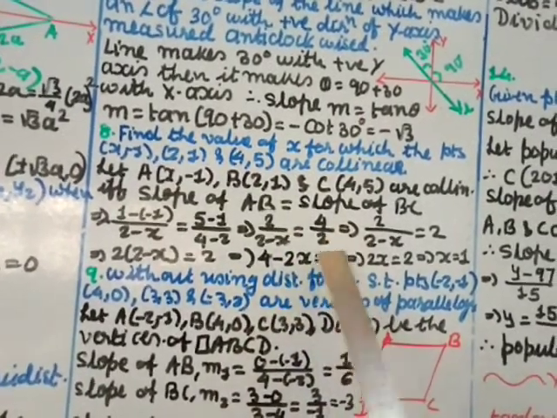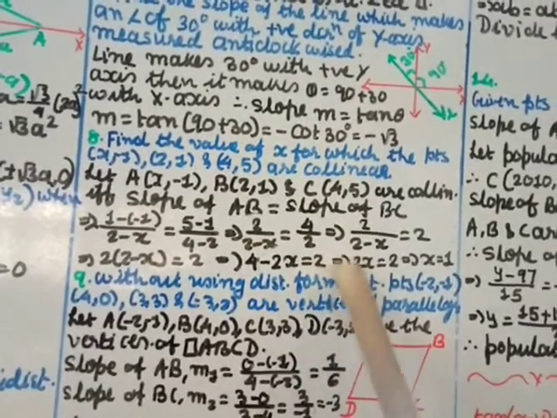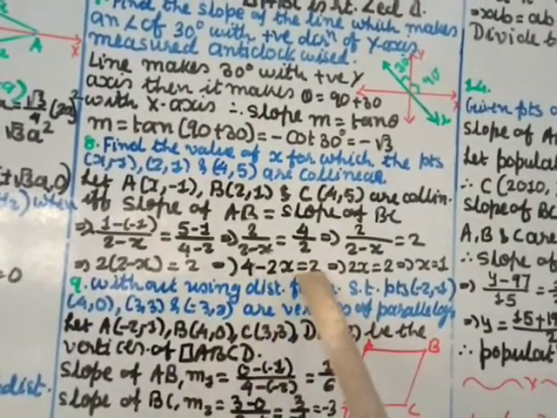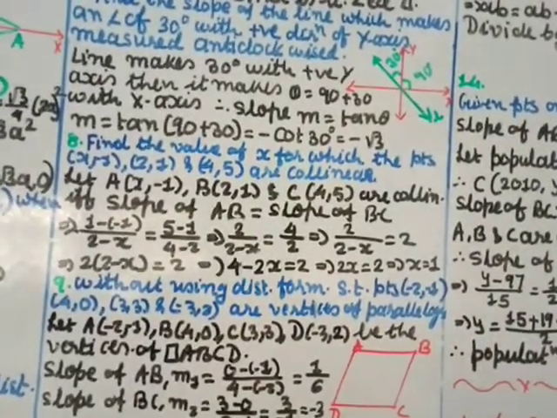This 2x transfer over here and this plus 2 transfer over here. So this negative 2x becomes positive 2x and this becomes minus. So 4 minus 2 gives you 2. Cut by 2, so you get the x value as 1. So the value of x is 1.